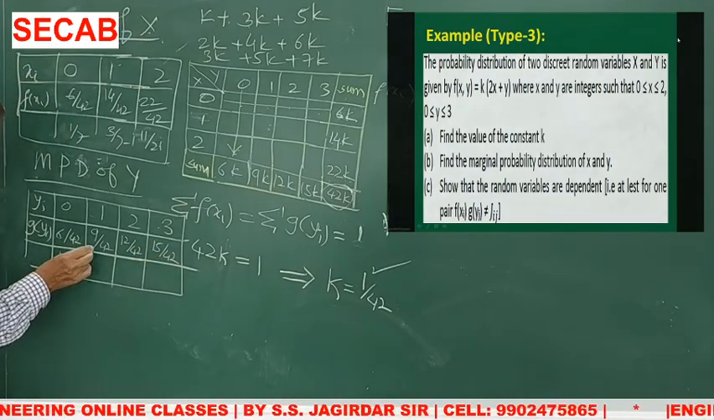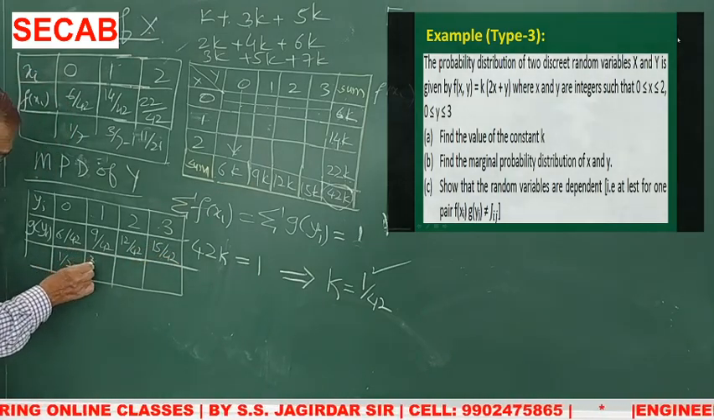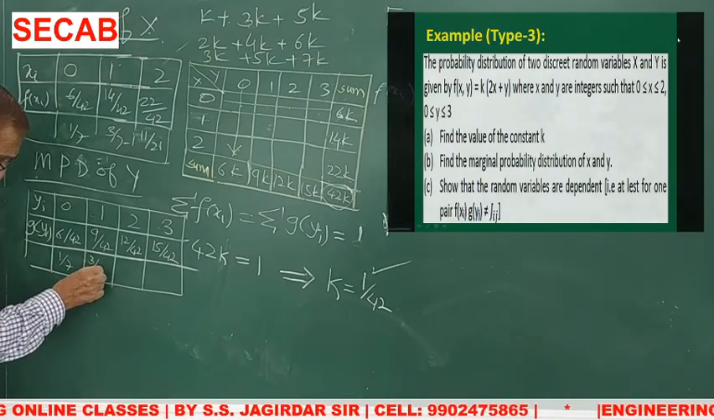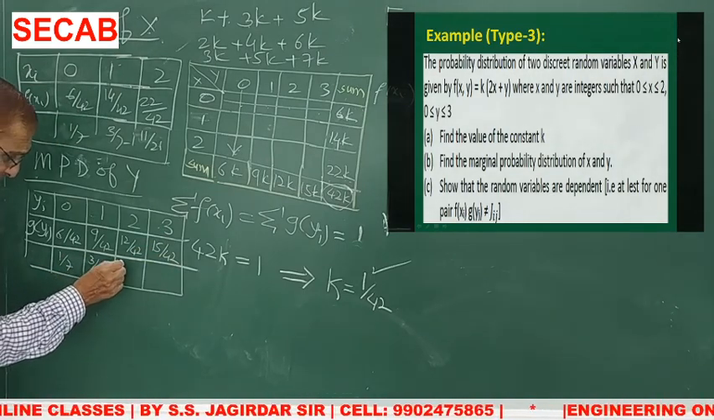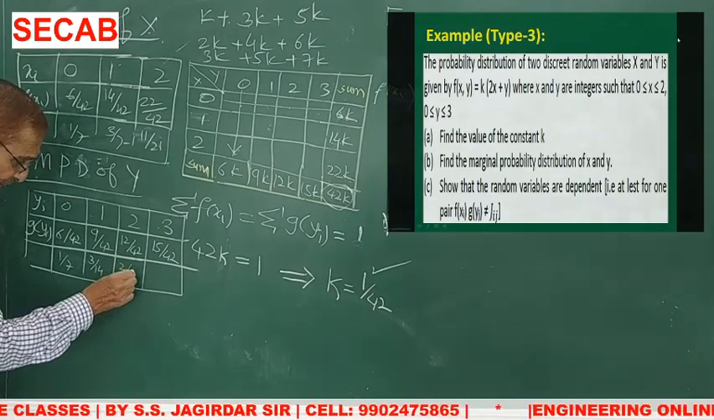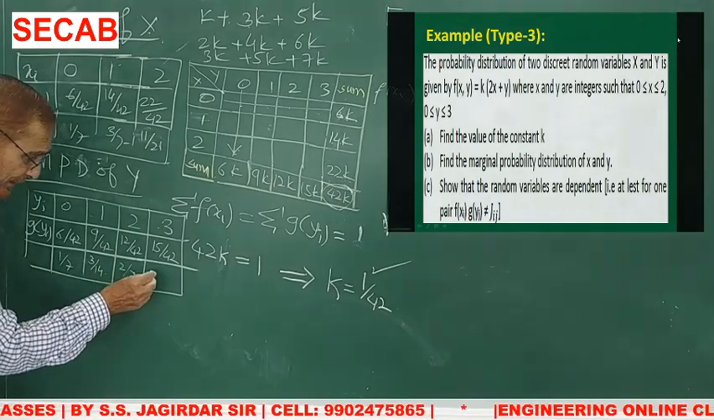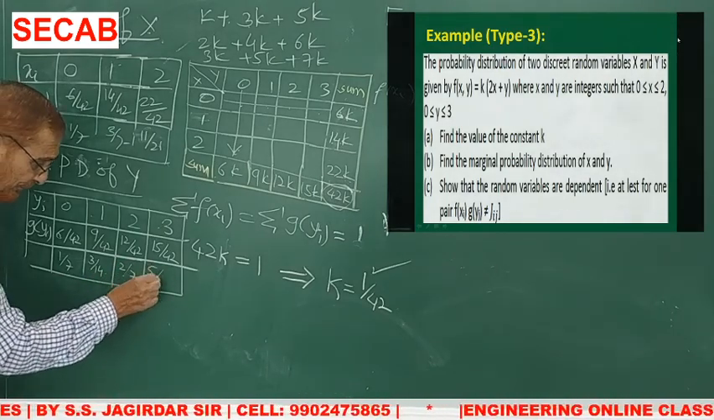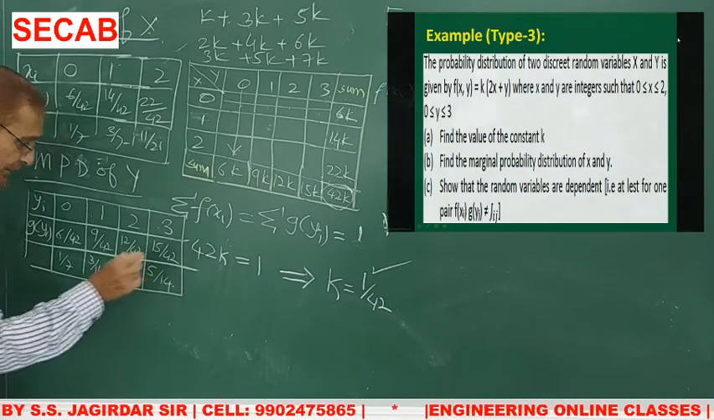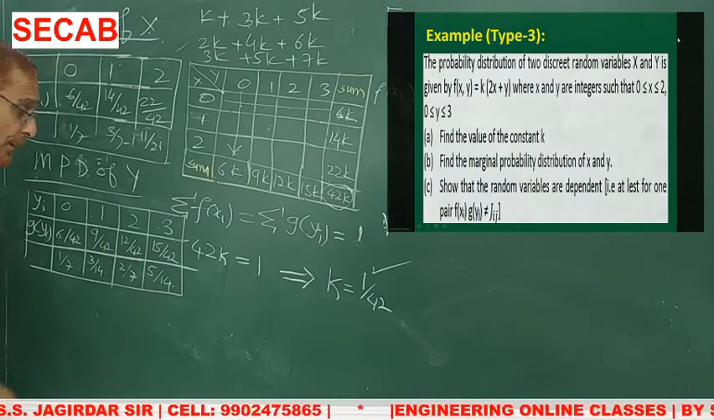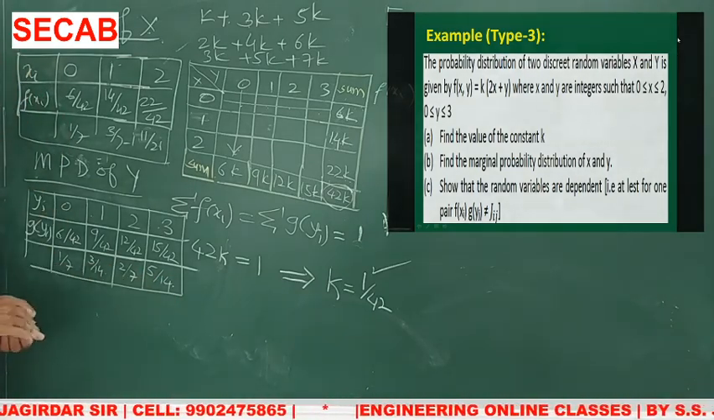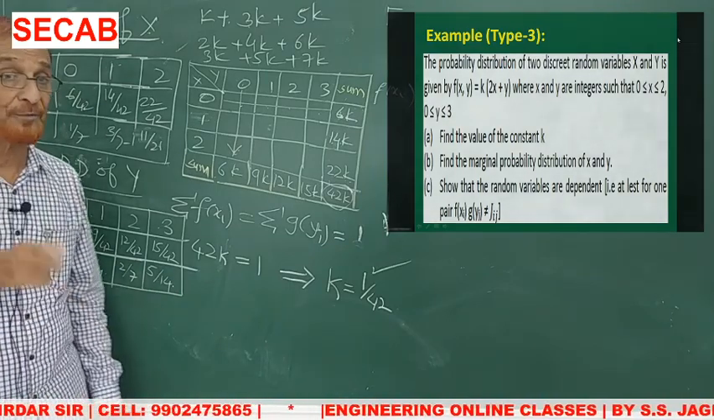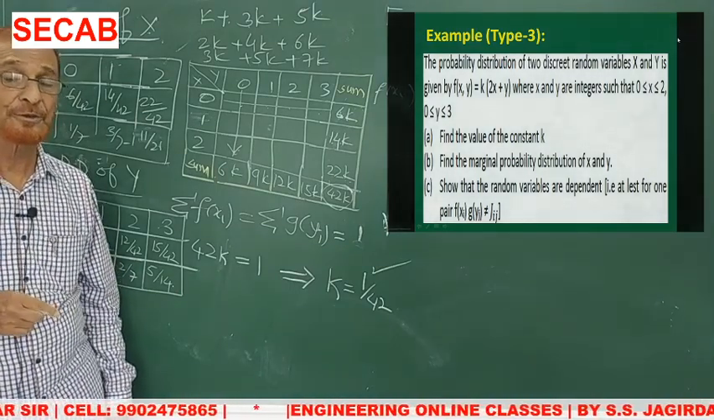You can simplify if possible: 1 upon 7, I think this is 3 upon 14, I think it is 2 upon 7, and it is 5 upon 14, like that. Just check it. So this way you have got the second answer, B: find the marginal probability distribution of x and y.